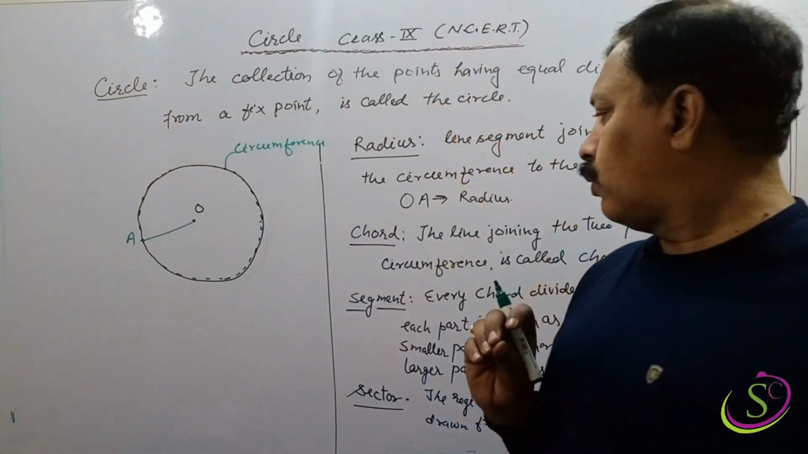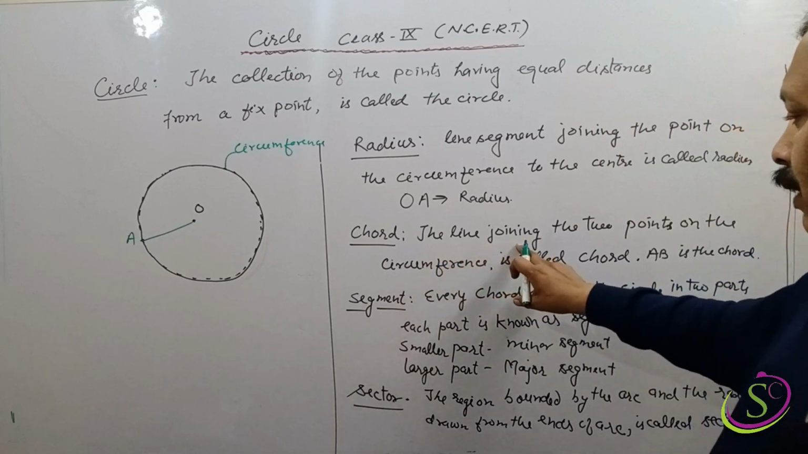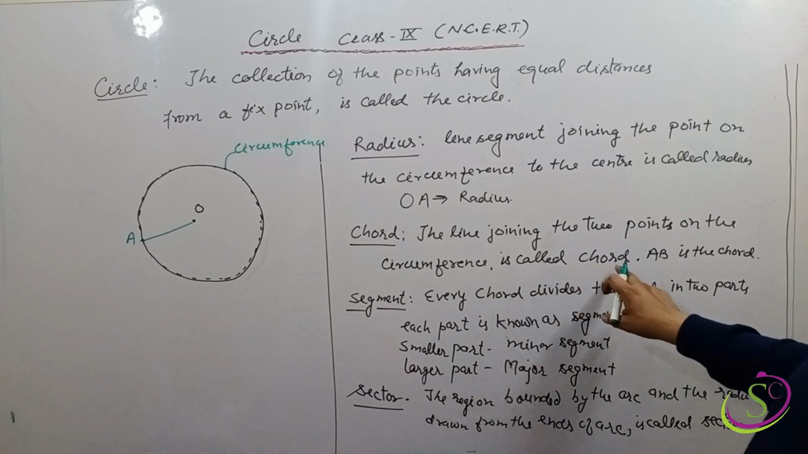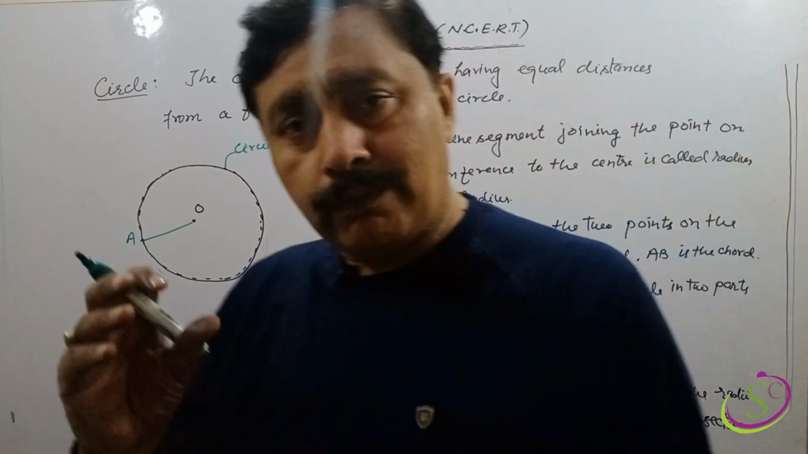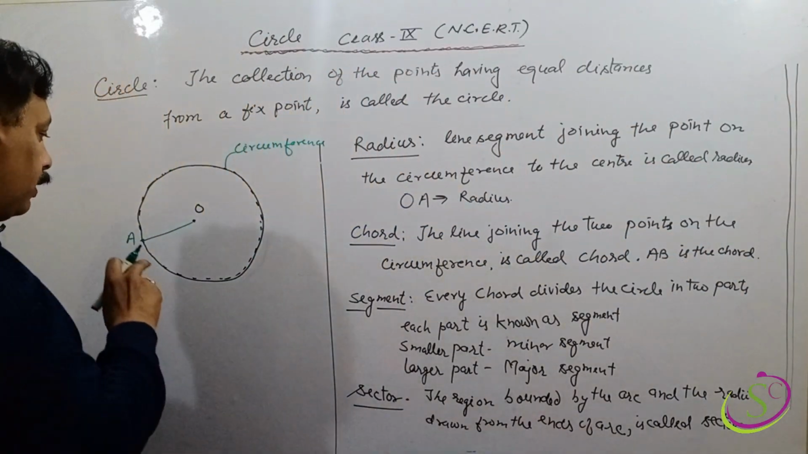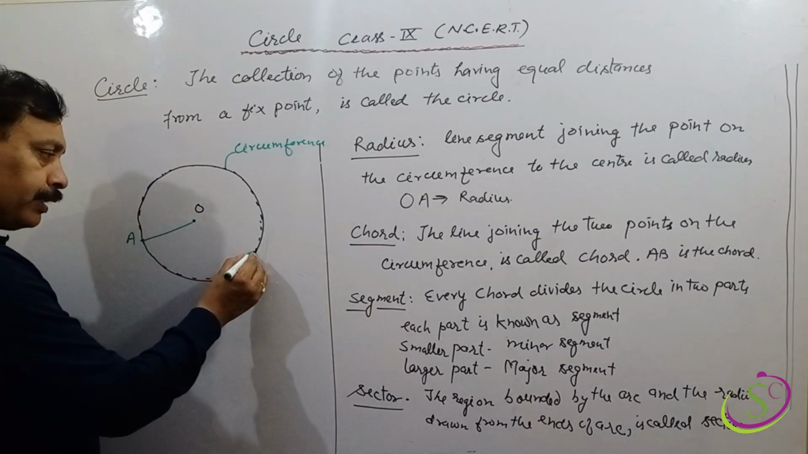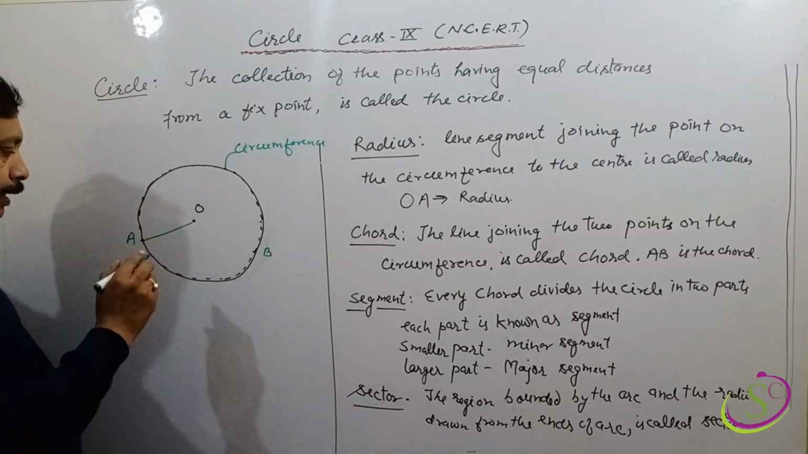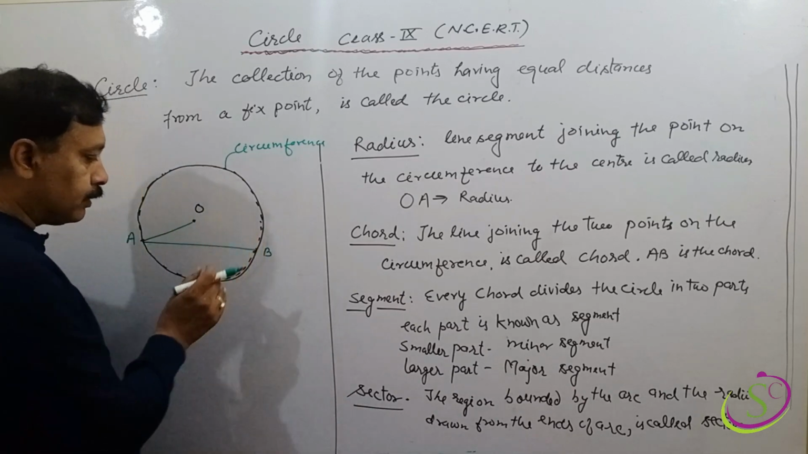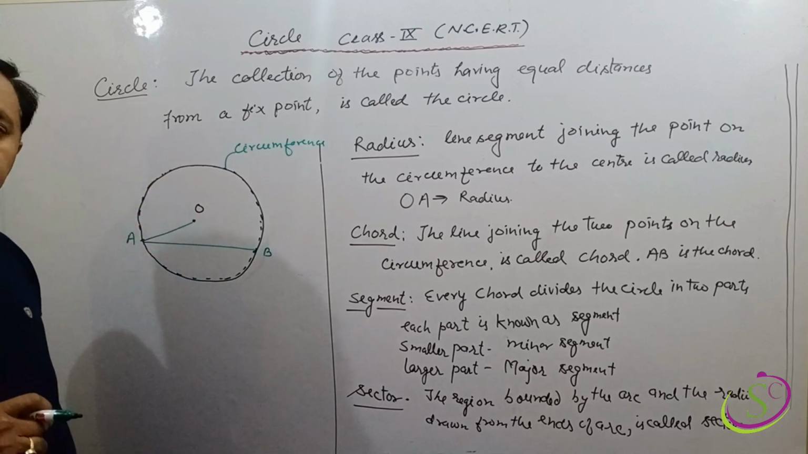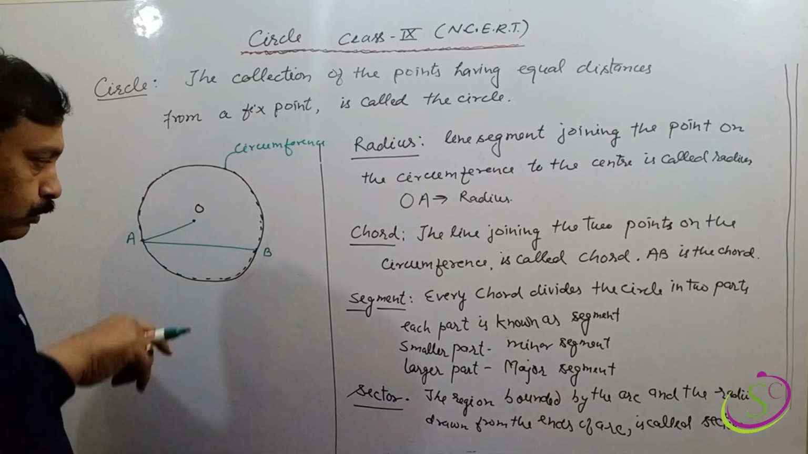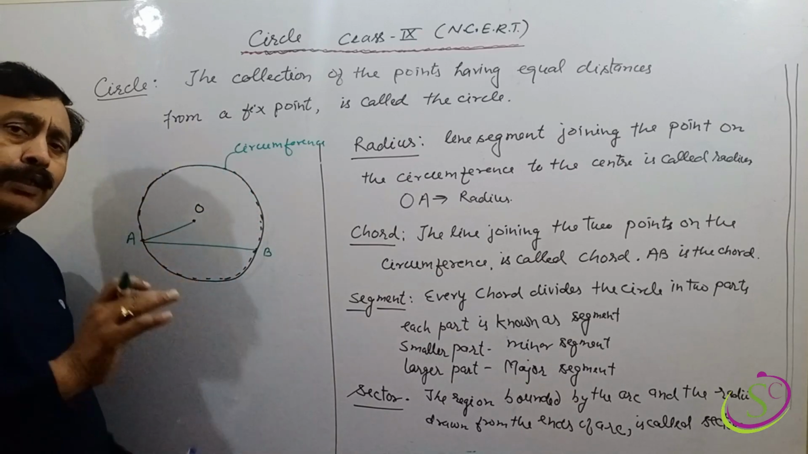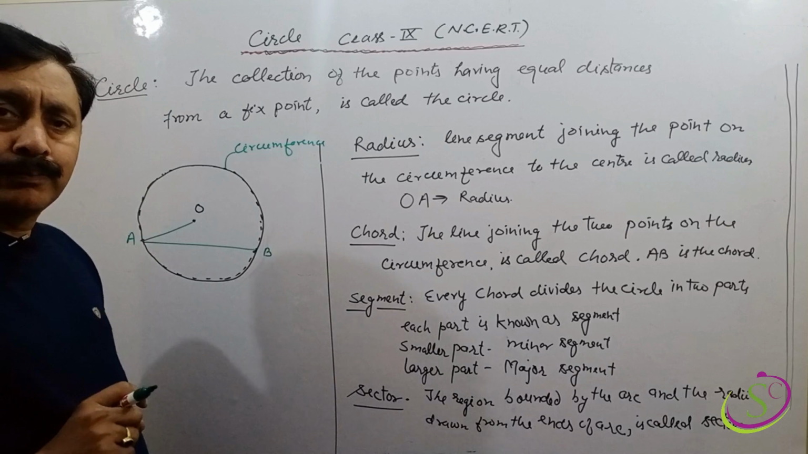Chord क्या होती है? What is chord? Chord, the line joining the two points on the circumference is called the chord. Clear? Means we will take 2 points on the circle. One point is A and other point is B. Both the points are on the circumference, and the line segment joining these 2 points is called chord. Clear?